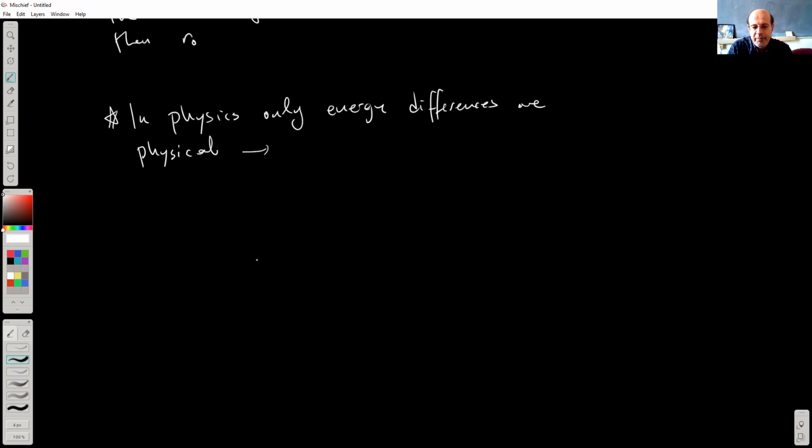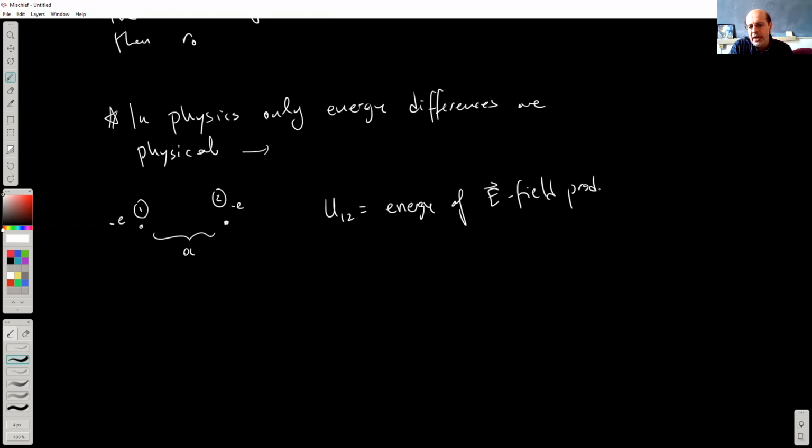I know that this is a stupid way of resolving this thing, but let me think of it like this. Suppose we have two electrons with the distance between them being, let's say, A. We would like to compute the energy of that. I'm going to label the electrons as 1 and 2, and call U12 the energy of the E field produced by these two electrons. It is given as 1/2 epsilon 0 times the total electric field squared, multiplied with the volume integral.